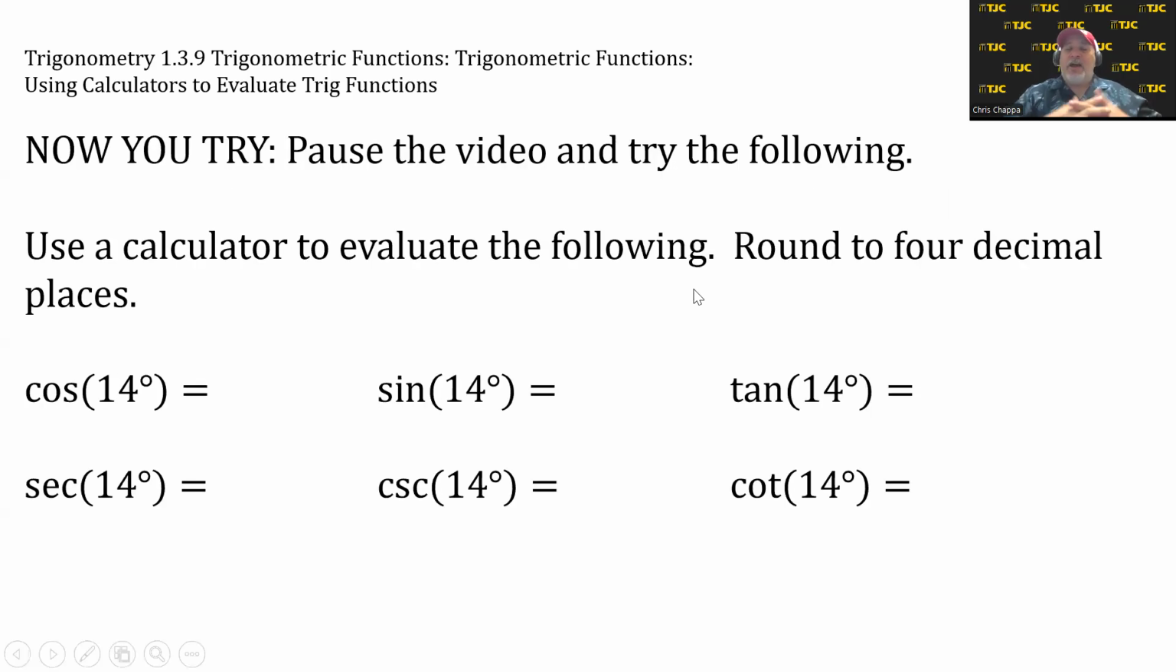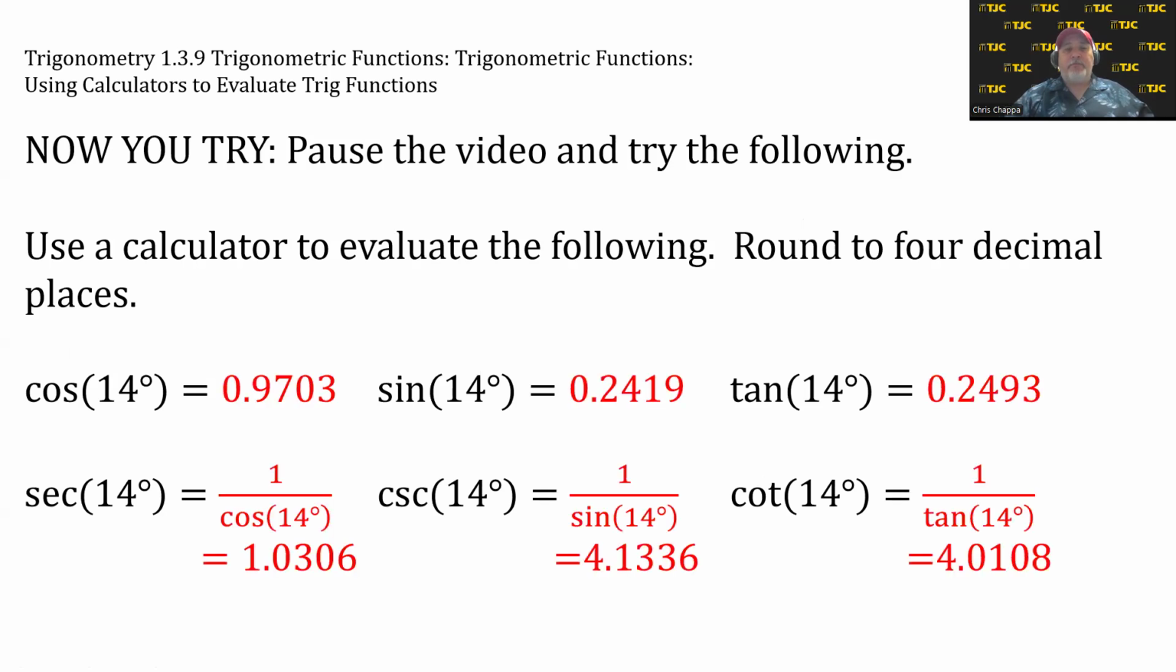Now I'd like for you to try, if you have access to a scientific calculator, pause the video and try the following. Use a calculator to evaluate the following, rounding to 4 decimal places. Notice the top 3 are the buttons that you would find on a calculator, and the bottom 3 are their corresponding reciprocals. All right, if you haven't paused the video and tried it, this is your fair warning. Solutions in 3, 2, 1.